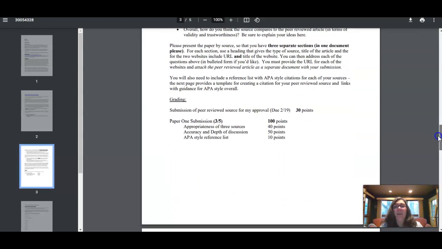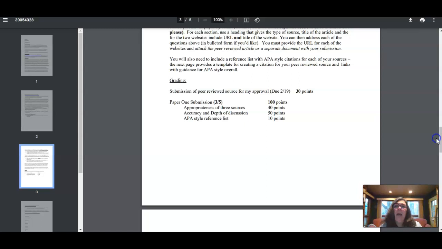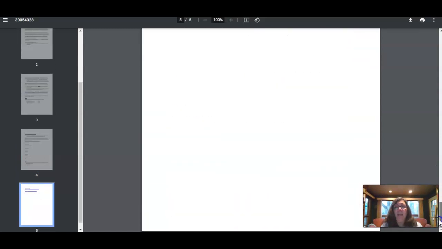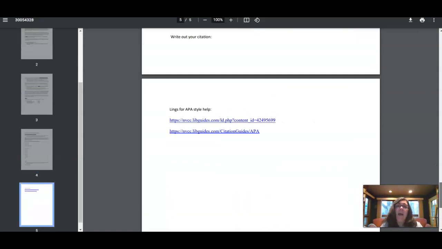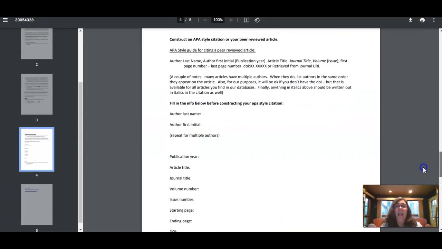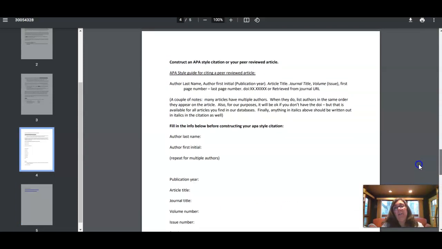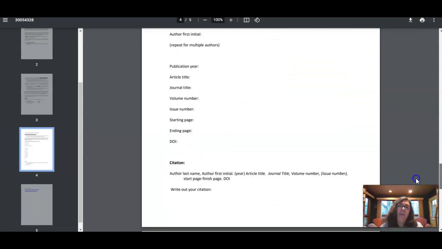Right, and so I described that here a little bit. And then the rubric is right here. You get 30 points for once I approve your peer-reviewed article, and then you can see where the points come from, including the APA style reference list that you need to add, which is 10 points. And I have given you a link to LibGuides on the syllabus that has APA resources. I also down here have those links again, and I also have given you this cheat sheet to creating a citation for your reference list for your peer-reviewed source.